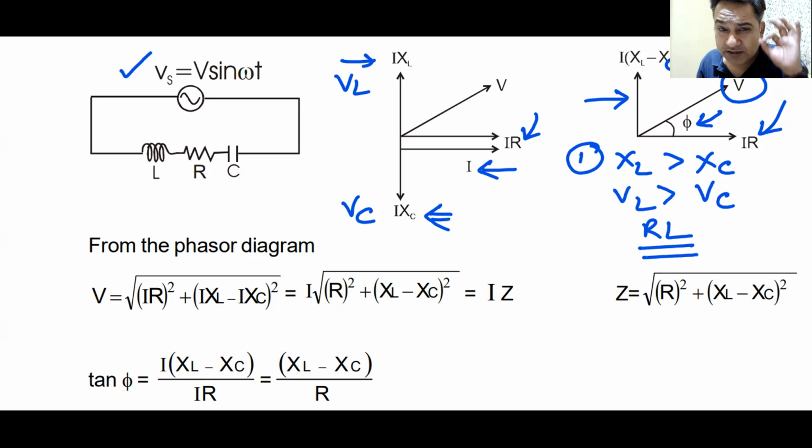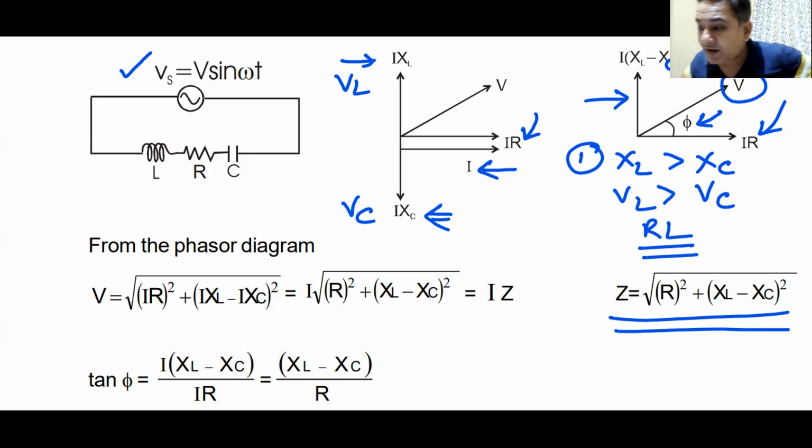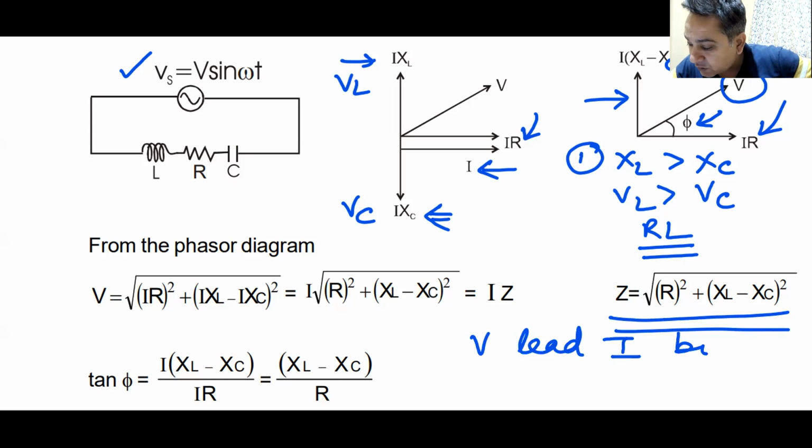XL is more than XC. Something will remain on top, so the voltage will lead current. I hope everyone is clear with this process. In this case, the impedance will be the square root of R squared plus XL minus XC, whole squared. Voltage will lead current by a phase angle of phi. Everyone understands this now.